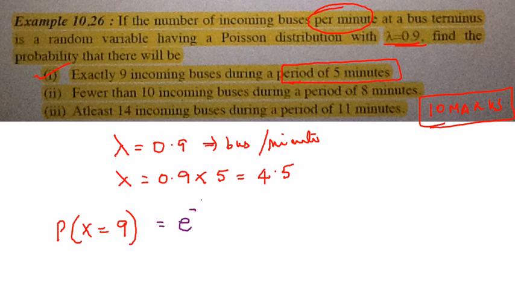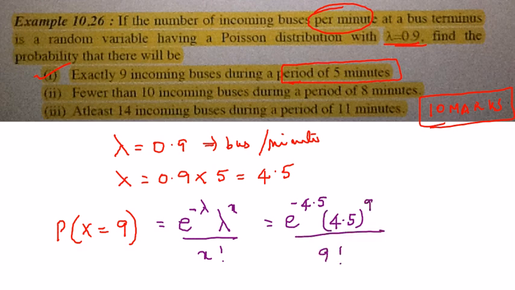Let's write the formula once. e power minus lambda, lambda power x by x factorial. So here we know that lambda is 4.5 and again lambda is 4.5 power 9 divided by 9 factorial. For this particular sum you can leave it as it is. You need not try to solve e power minus 4.5 into 4.5 power 9 by 9 factorial. It is okay if you leave it at this here.